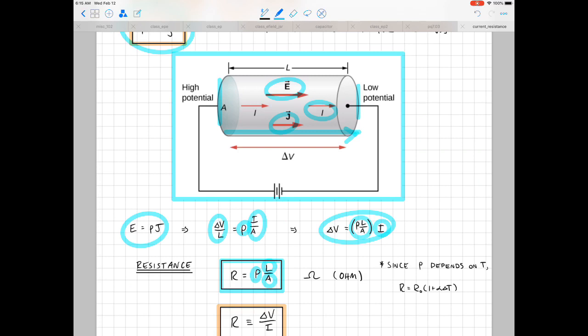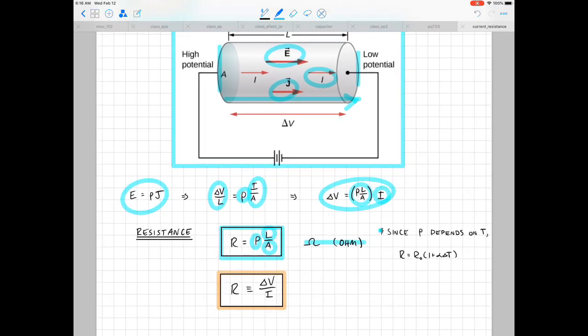And so this resistance, which has units of ohms, is the typical quantity that we refer to when we're talking about circuits and circuit analysis to describe how difficult or how easy it is for charge to move through an object. And I've got this written over here. Since rho depends on temperature, the resistance of your wire or your material actually will have some temperature dependence as well.